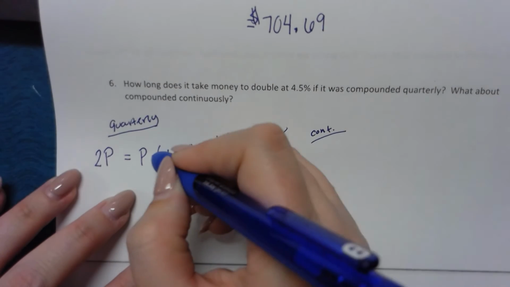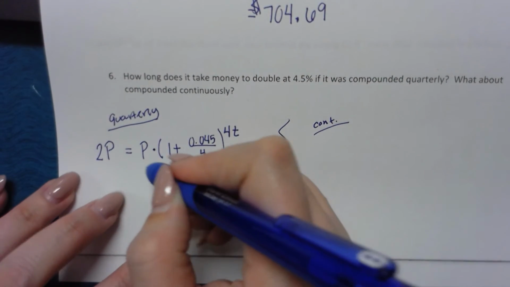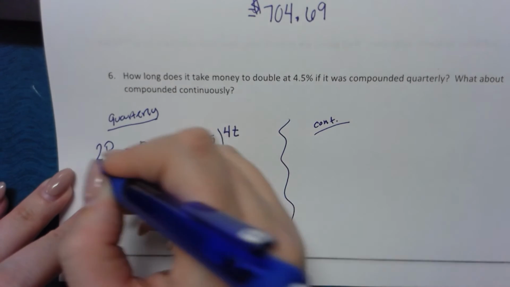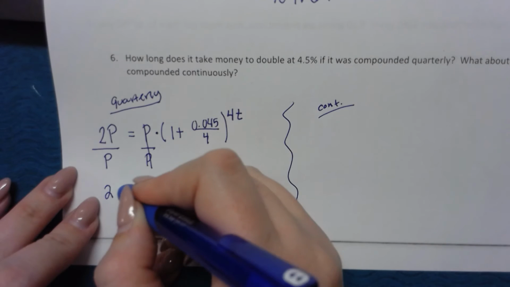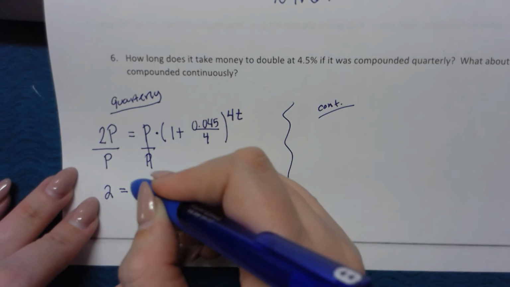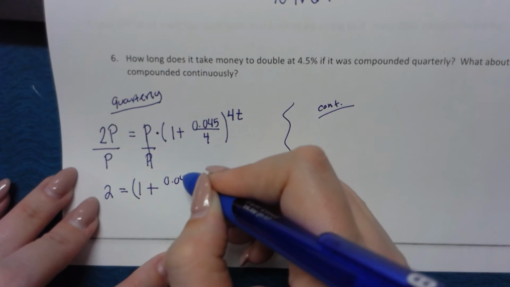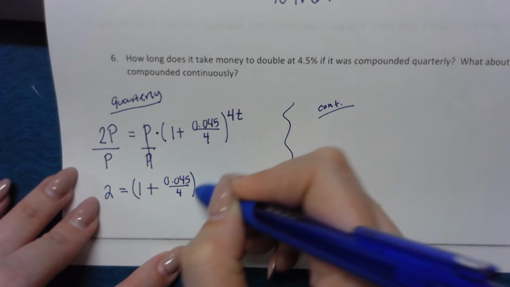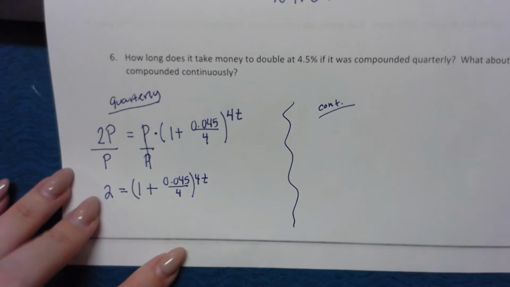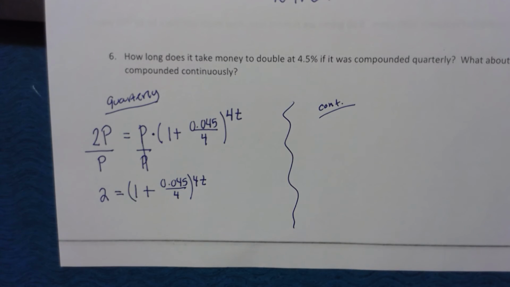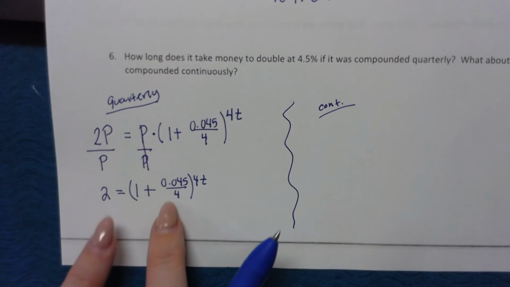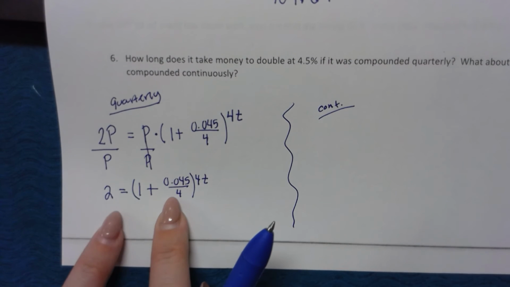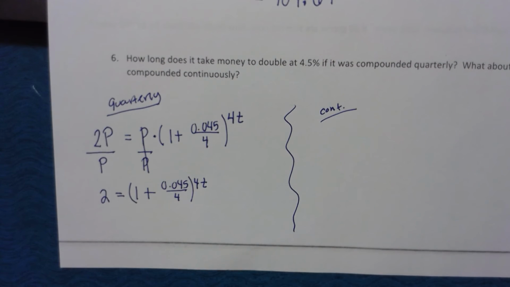My first step is this says P times those parentheses, right? So to undo multiplication, we use division. I'm going to divide by P on each side. So that gives me 2 equals 1 plus 0.045 over 4, to the 4t. Well, we learned that when we have an exponent, we need these bases to be the same, but I cannot make this and this the same base. So I'm going to have to use logs here to figure this problem out.